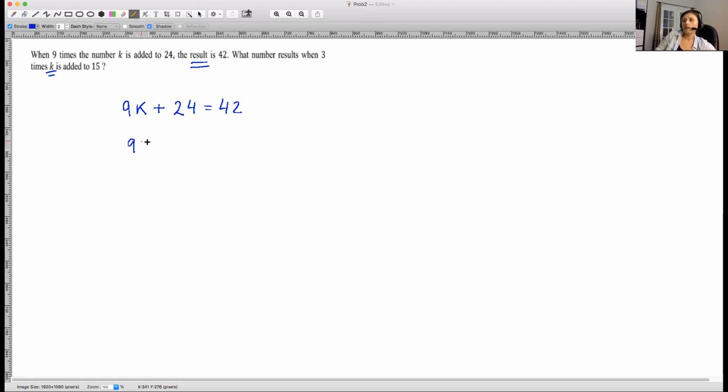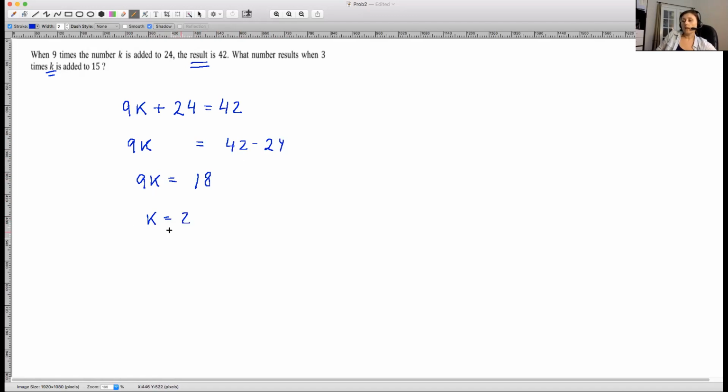So we got 9k plus 24 equals 42. We're going to subtract 24 from both sides, so there's going to be nothing on the left side but 9k, and 42 minus 24 on the other side. So I get 9k equals 18. So you divide both sides by 9, and k equals 2.